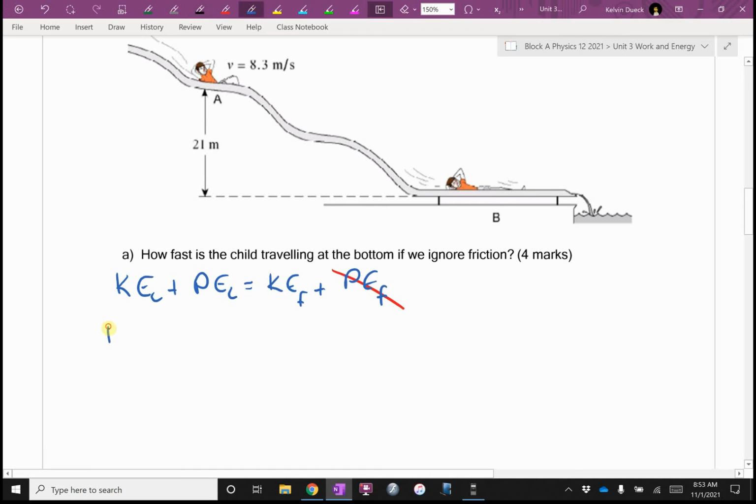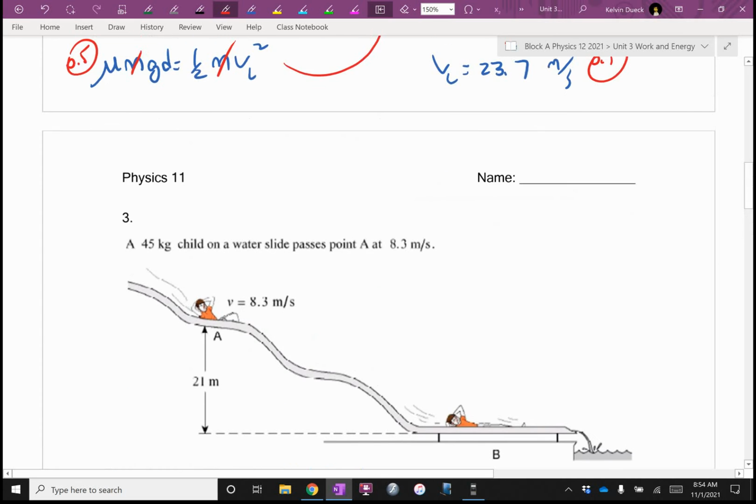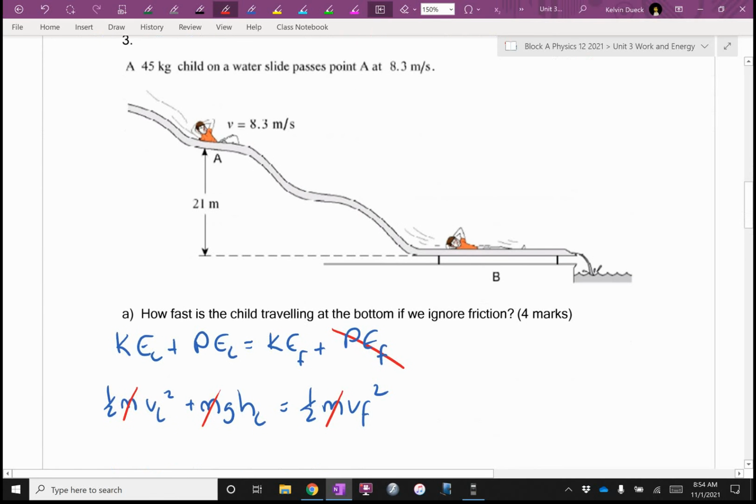It's going to be a half m v initial squared plus m g h initial equals a half m v final squared. I didn't need to tell you the mass of the kid. Did I tell you the mass? I did, but didn't need to apparently, at least for this part. I'm going to go times by 2, times by 2, times by 2. You don't have to. You could just divide by 0.5, square root.